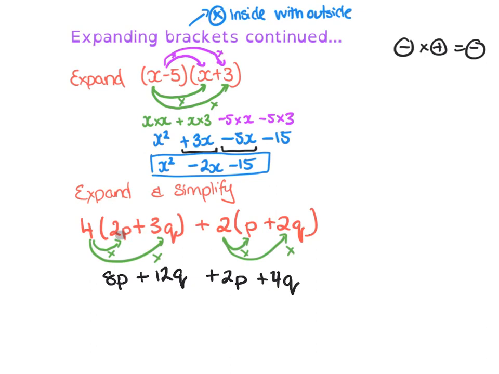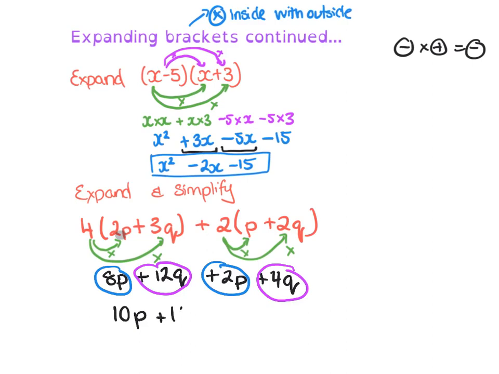Now we've got to group like terms. So I have a p and a p here. So if I add them together, I end up with 10p. And then the q's are like terms, so 12q plus 4q, which is 16q, and there's my final answer. So that's how we do it.